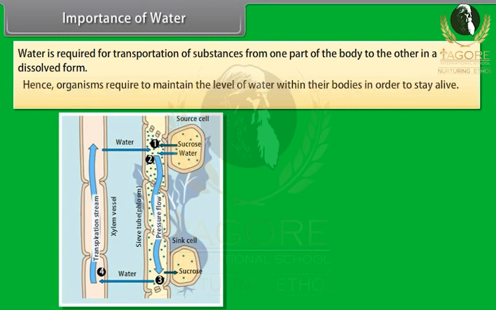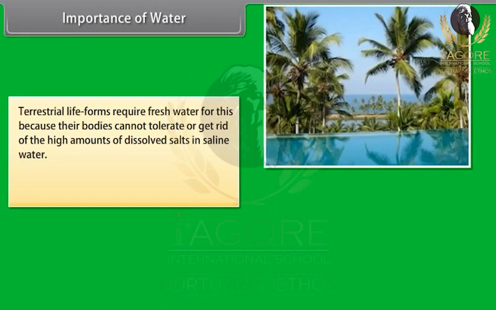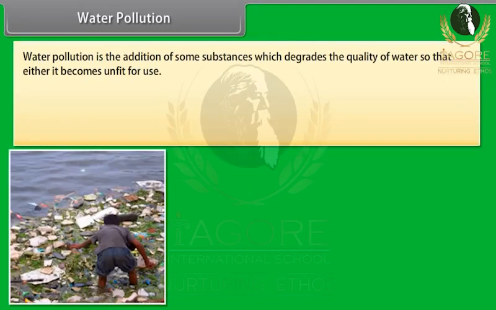Water pollution is the addition of some substances which degrades the quality of water so that it becomes unfit for use. The fertilizers and pesticides that we use on our farms are dissolved in water, so some of these substances are washed into the water bodies. Sewage from our towns and cities and the waste from factories are also dumped into rivers or lakes. Some industries also use water for cooling in various operations and later return this hot water to water bodies.